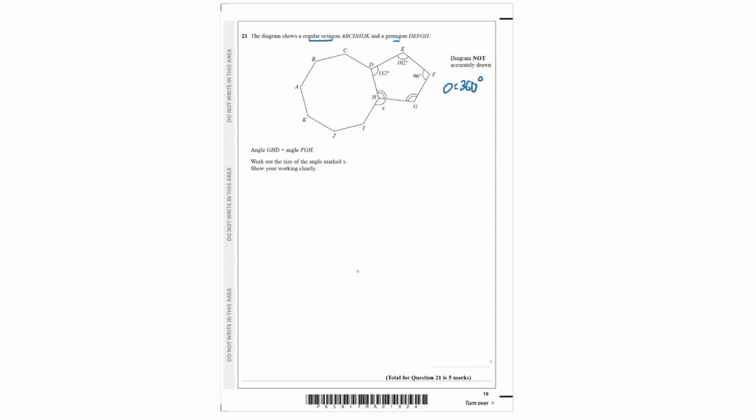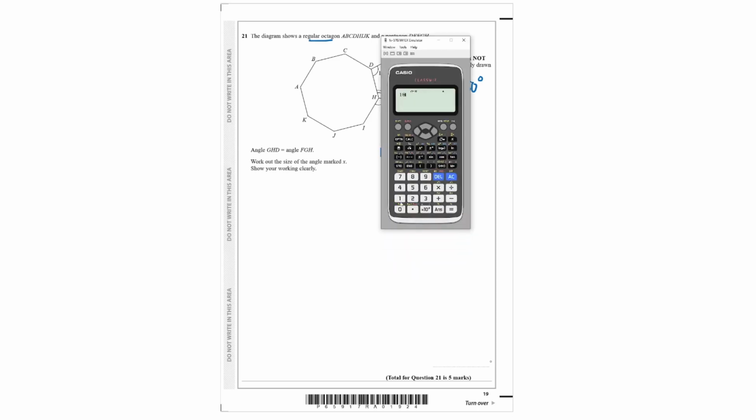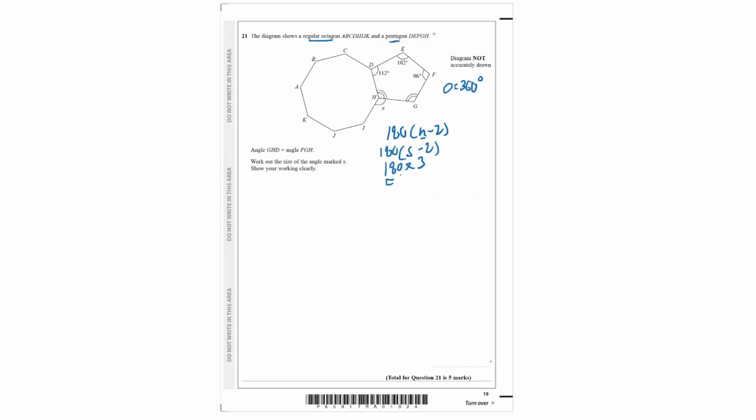We can see that a pentagon is given here and some of the angles are given. So we can use the formula 180 times n minus 2, because it finds the sum of all the angles inside a given polygon. Since this is a pentagon, it has 5 sides and n is the number of sides. So this is 180 times 5 minus 2, or 180 times 3. We put this into our calculator: 180 times 3 gives us 540. So this is 540 in total for the pentagon.